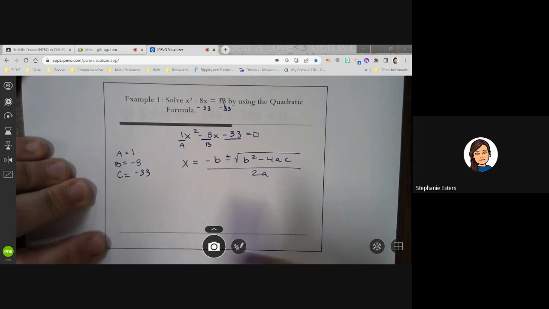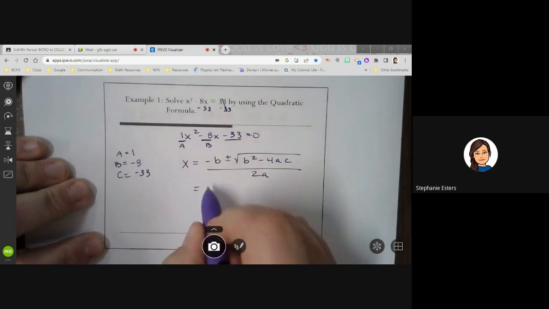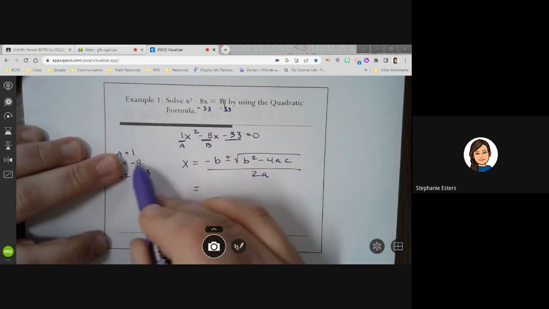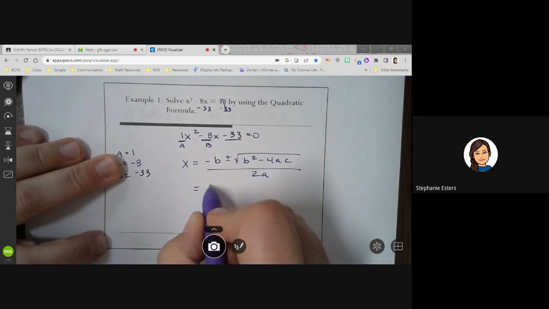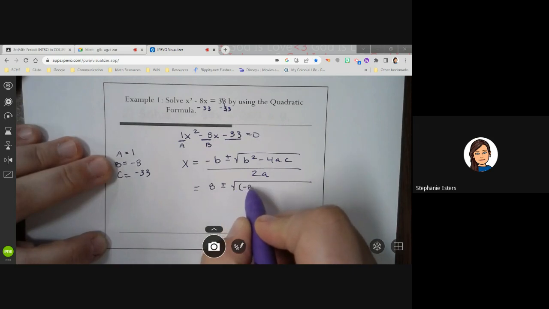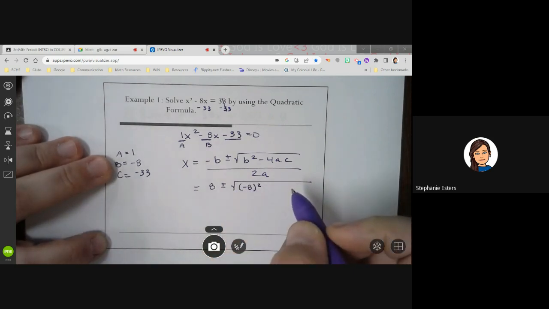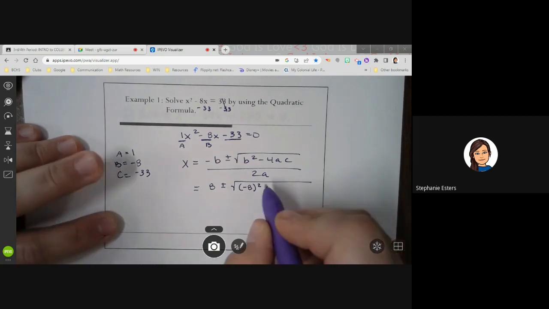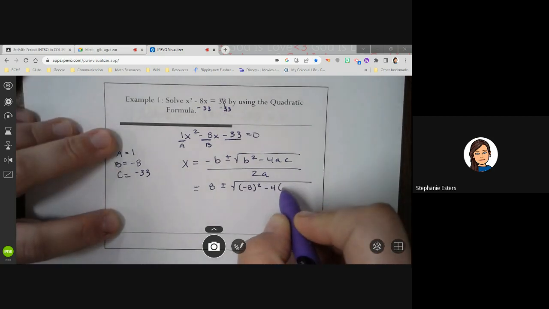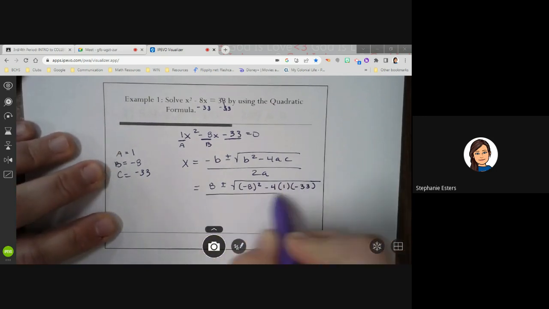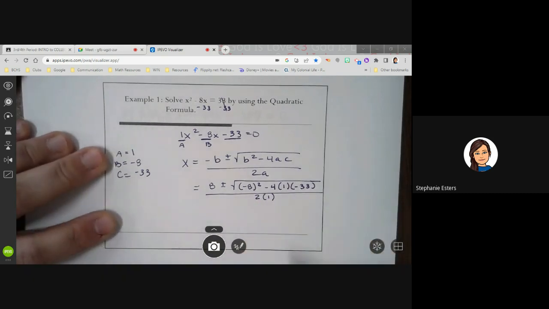So what I want to do is substitute these values into the formula. So if the formula is negative b, but b is negative 8, what is negative negative 8? Be careful with your signs here is the point. Change the sign. Now I'm under the radical. Notice that because that b is negative, I'm going to make sure I put it in parentheses as well. Remember that negative 8 squared and 8 squared negated are two very different answers, okay? So b squared minus 4 times my a value of 1 times my c value of negative 33 all over 2 times my a value.